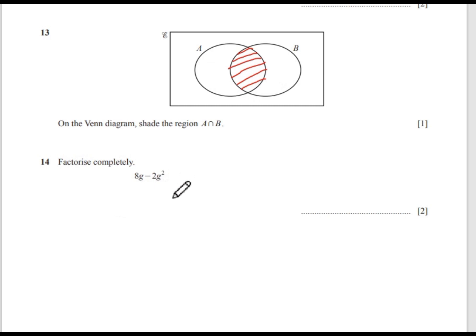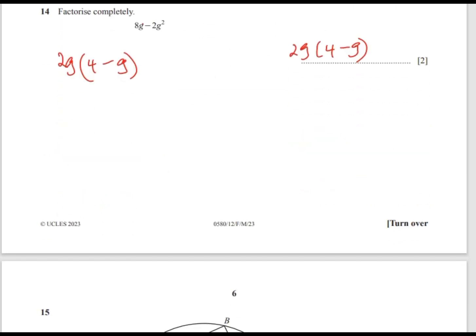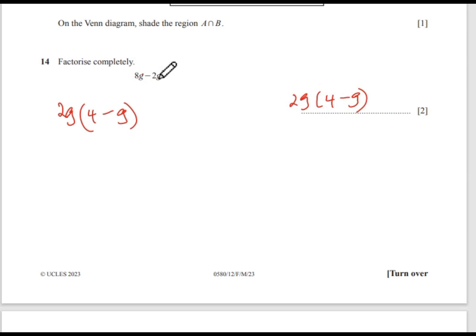And factorize completely 8g minus 2g squared. If you factorize, the HCF here is 2 as well as g. So 8g divided by 2g, you have 4. Negative 2g squared divided by 2g: 2 cancels out 2, g cancels out one of the g's, so you have g. So this gives us 2g bracket 4 negative g. So that's the factorized solution of this problem.